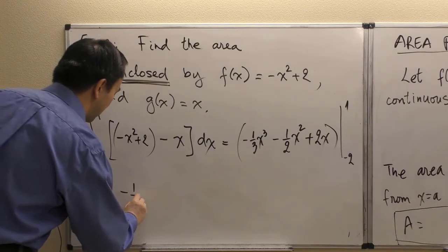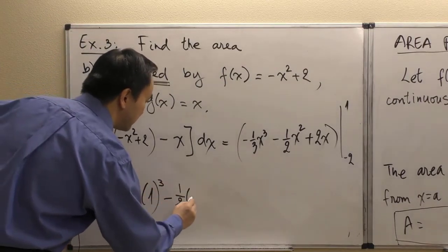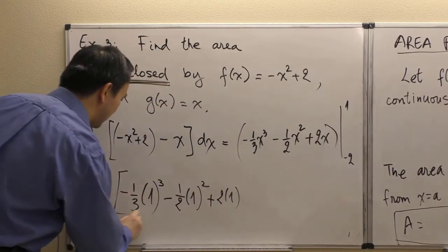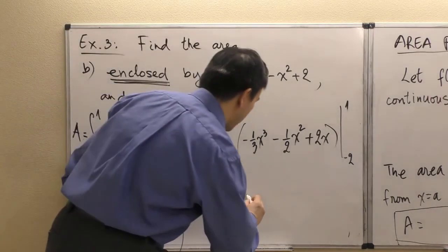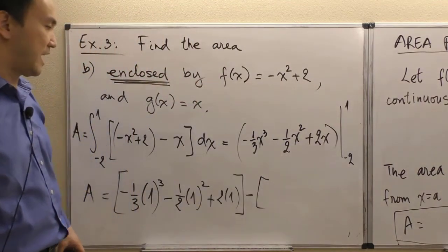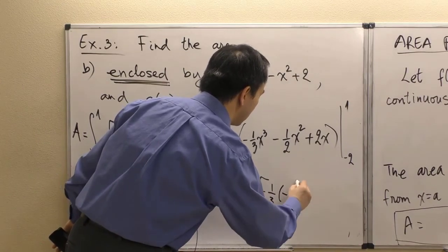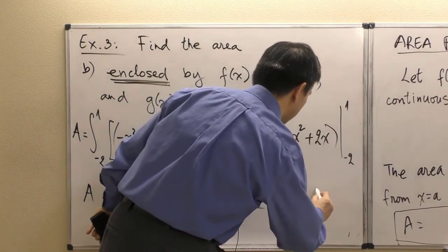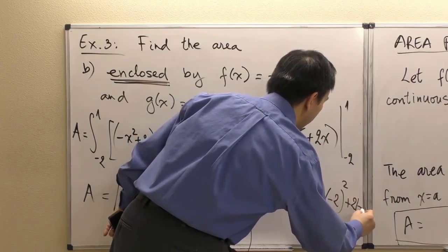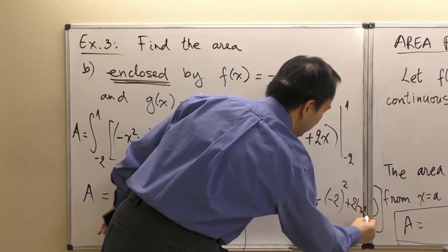So -1/3 times 1³ minus 1/2 times 1² plus 2 times 1. All this here is capital F at 1. And then I'm going to subtract, and now I'm going to reproduce the whole thing here, but substituted in, evaluated at x = -2. So -1/3 times (-2)³ minus 1/2 times (-2)² plus 2 times (-2). That's a -2 right here in case it's hard to read for anyone.